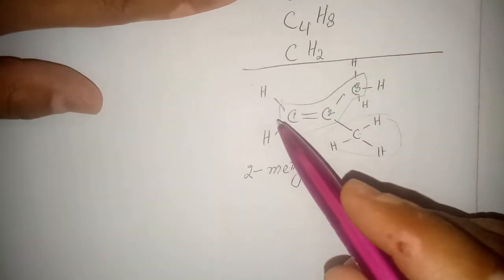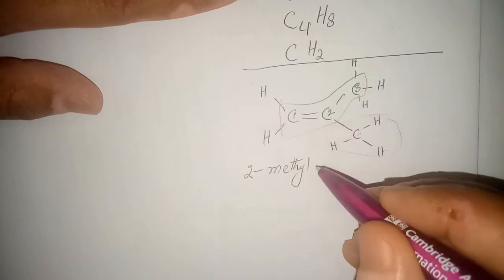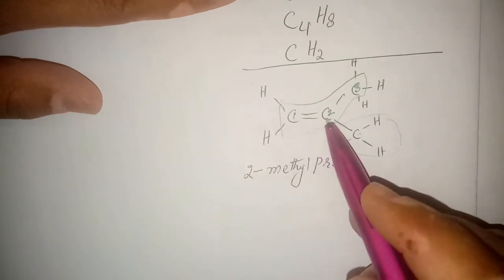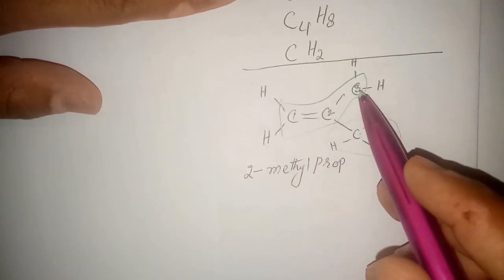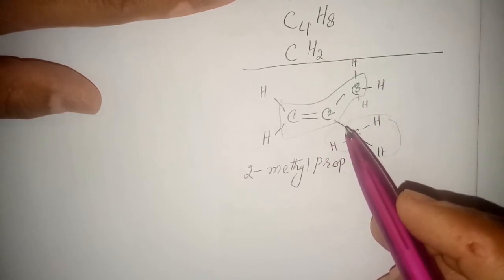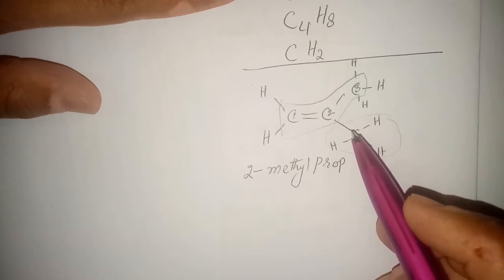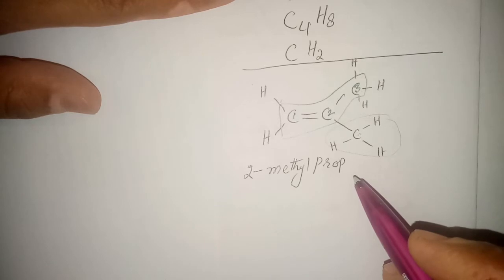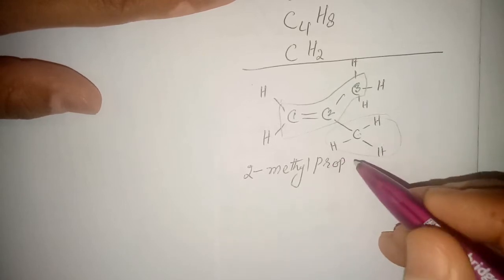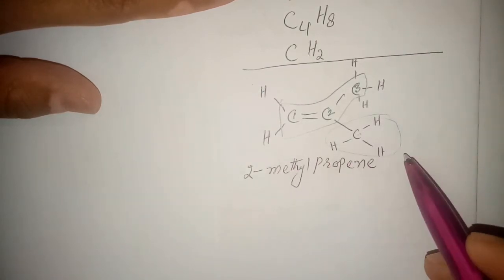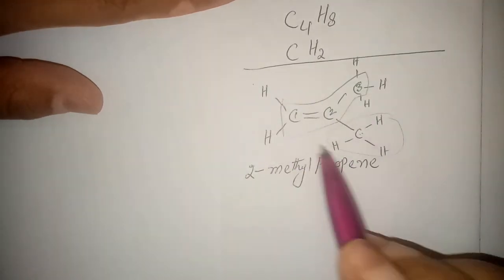So it will be 2-methyl. Then in the long chain of the carbon atoms we have 3 carbon atoms, prop. But as the double bond is present and we have only 3 carbon atoms, it is not necessary to mention the position of the double bond, as in a molecule with less than 4 carbon atoms, there is no need to mention the position of the carbon to carbon double bond, as it must be at carbon number 1. So it will be propene. So the name will be 2-methyl propene. Now again, what will be the structural formula?